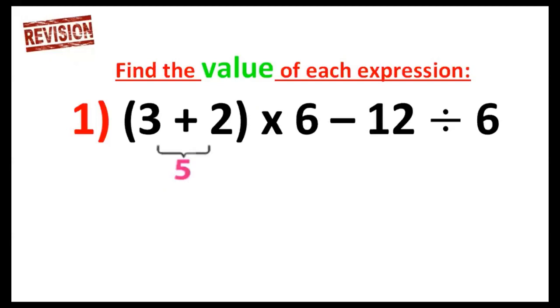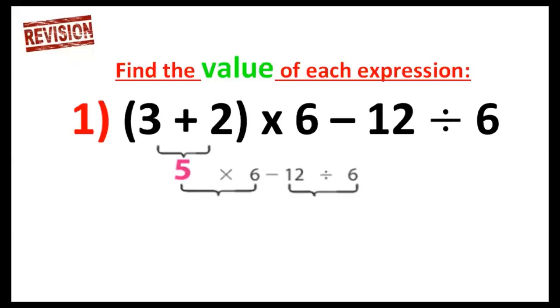Then drop the remaining items inside the statement as they are. 5 by 6 minus 12 divided by 6. I finished the brackets first, 3 plus 2 equals 5, and dropped the remaining elements as they are: 6, minus 12, divided by 6, with the same signs. So this is the first step finished.